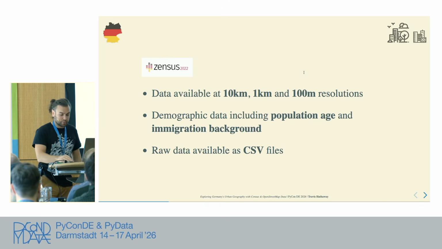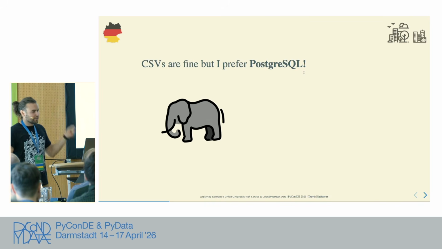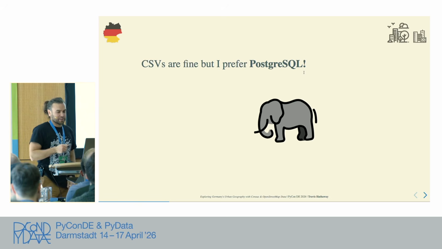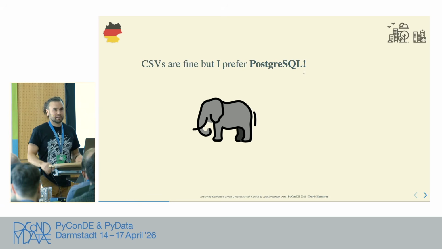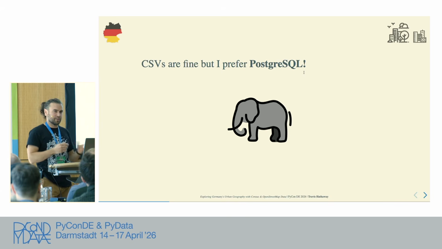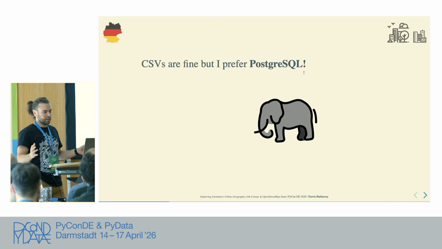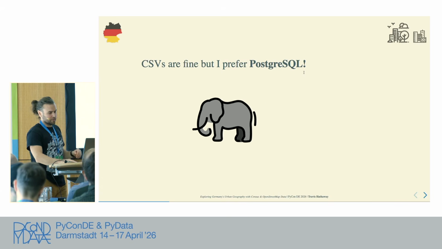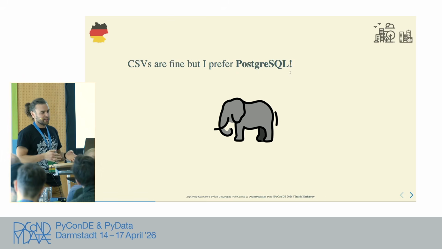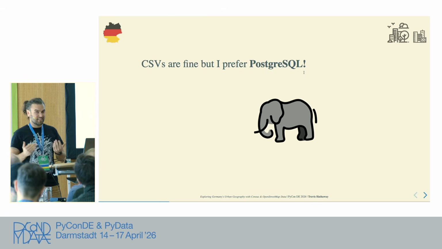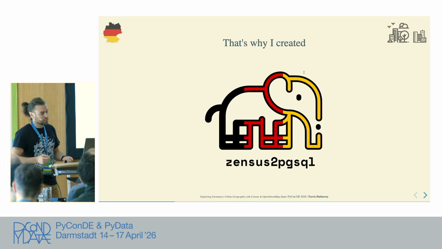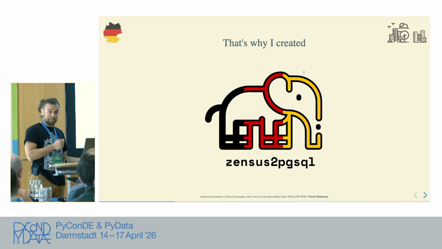But I had one big problem. I personally prefer this wonderful dancing elephant and using PostgreSQL, because when I'm doing a research project, I like to have all of my data in the same place, and I don't prefer it to be spread across CSV files all over my hard drive. So in order to bring a little bit of sanity to organizing and importing the census data, because I think it's about 40 different files, I created this custom tool called Census to PGSQL.